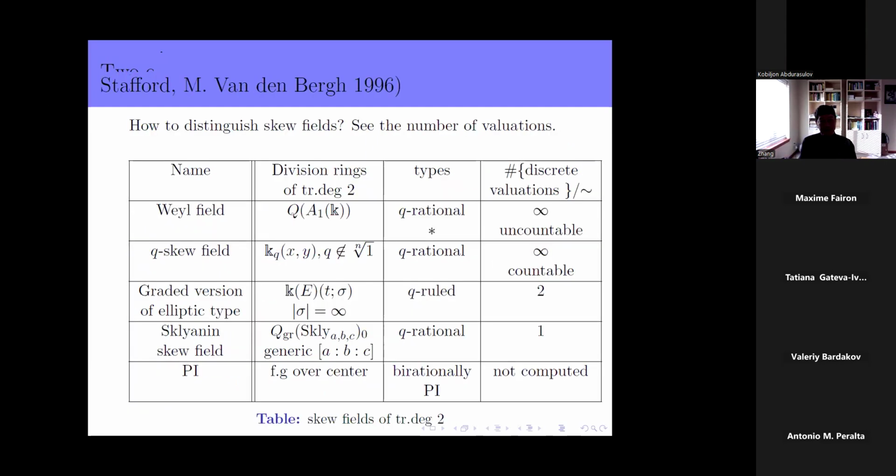So now, as I said at the beginning, it's not even clear why the val skew field and the Q skew field are non-isomorphic. There are several different proofs, but one really nice proof is by Michael Artin. And he said, let's compute the discrete valuations of these skew fields.